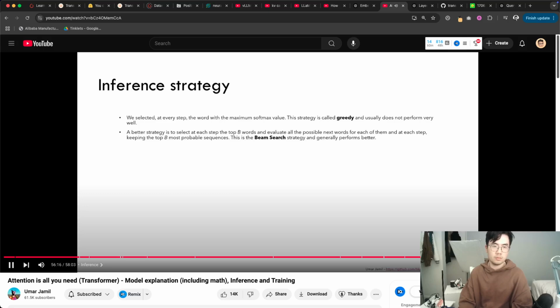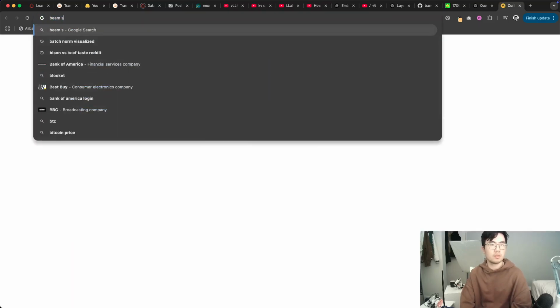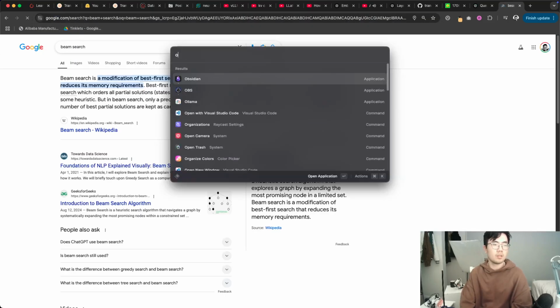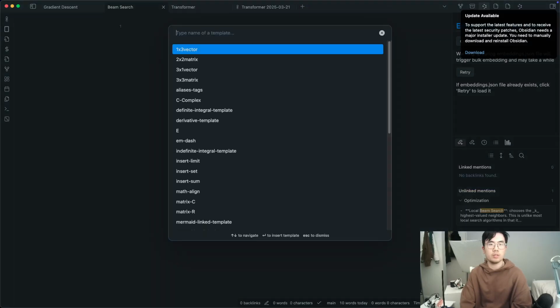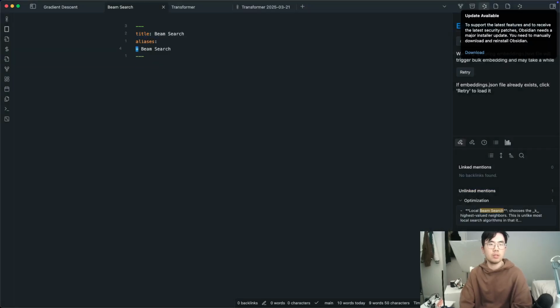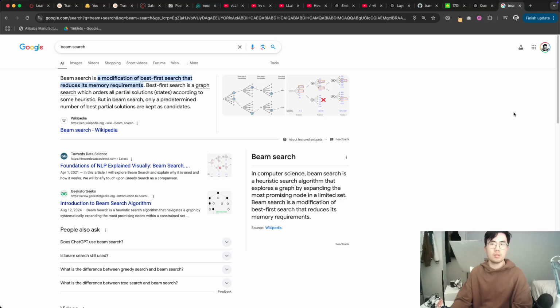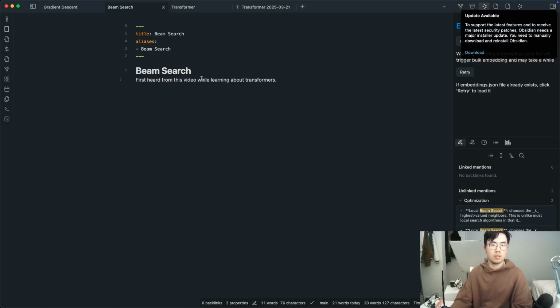This strategy usually works not badly, but there are better strategies, and one of them is called beam search. In beam search, instead of always greedily taking the maximum value, which is why it's called greedy, we take the top B values. We infer what are the next possible tokens for each of the top B values at every step, and we keep only the most probable sequences and delete the others. This is called beam search, and it generally performs better.